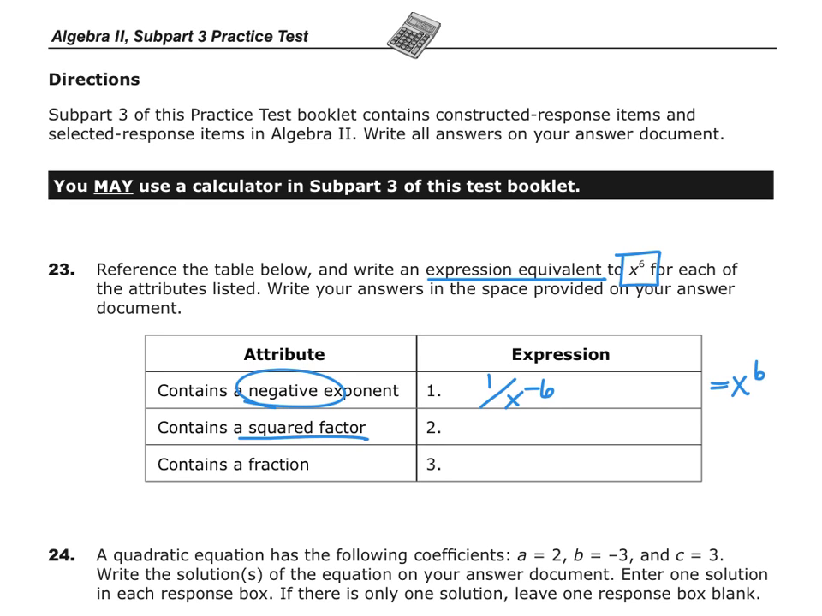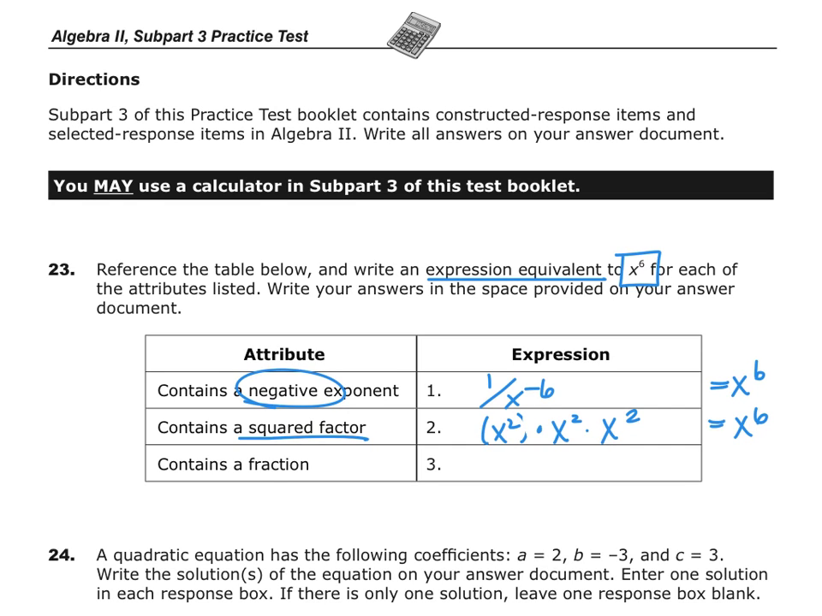Contains a squared factor, so that means I need something squared. Well, if I did x squared to the 3rd, that would be x to the 6th. Or instead of x squared to the 3rd, you could just do x squared times x squared times x squared. That's still an expression, and that's going to give you x to the 6th.